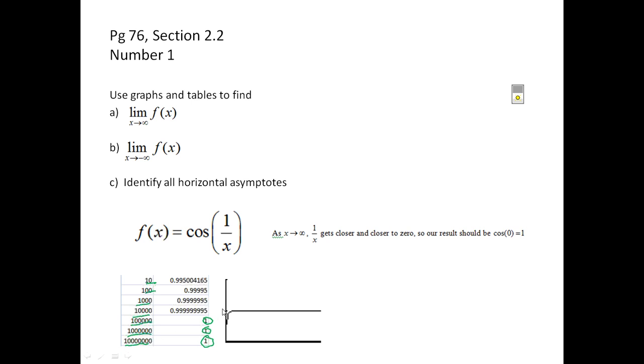Graphically, we see this as x goes to infinity, 1 over x gets closer and closer to 0. So what we're evaluating is approximately the cosine of 0, which is equal to 1. So we have a graph that's settling on and then running along the constant function y equals 1.